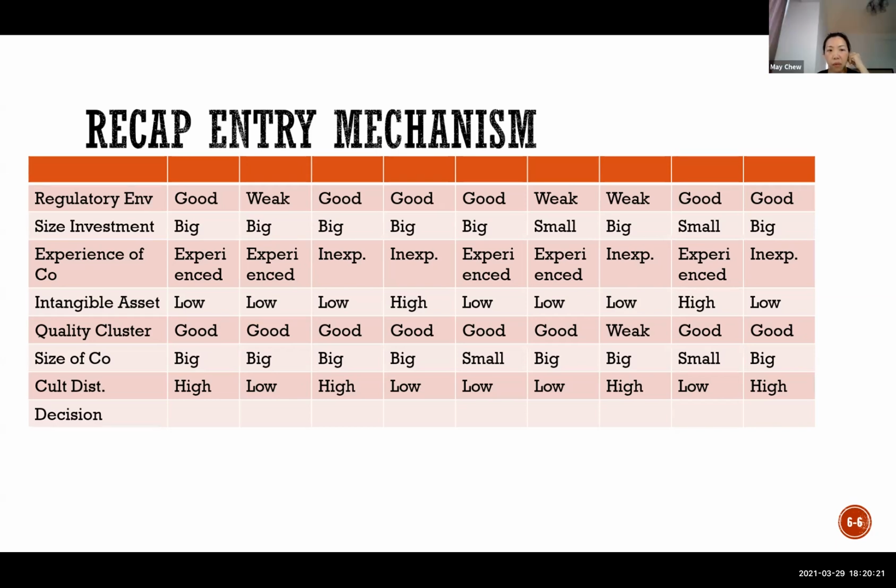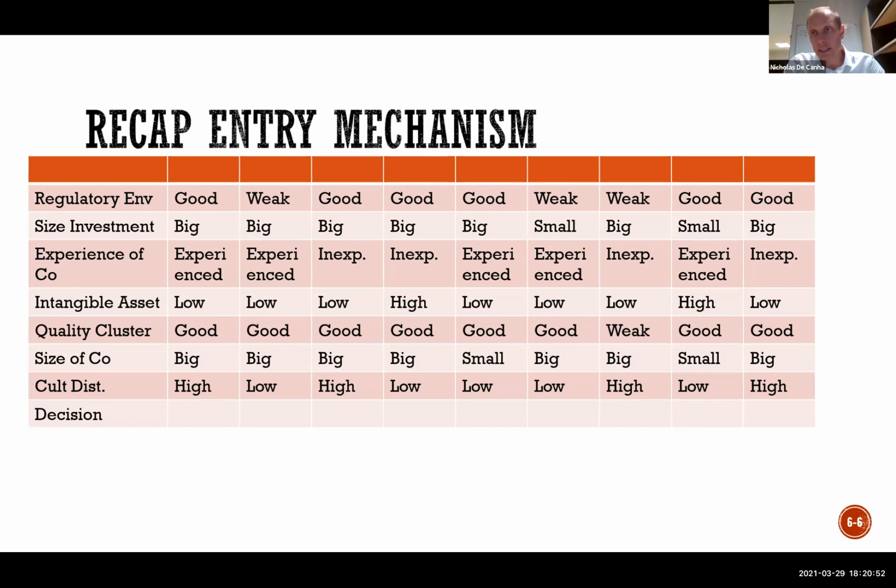Maybe the one with the weak regulatory environment. Yeah, absolutely. A weak regulatory environment requires a different approach, and we're going to talk about that soon. But if I said there are two scenarios here that would be very tough situations, which ones would they be? Maybe the inexperience of the company linked with the cultural distance being high.